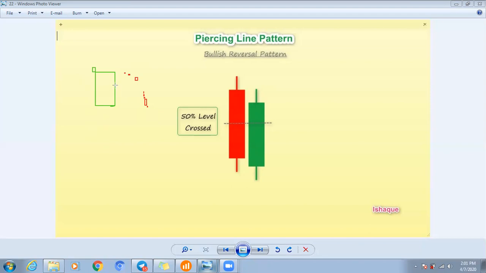So it's not necessary, if you find these two candlesticks, it depends upon their bodies. If the first candlestick is similar and the second candlestick just crosses the 50% of this candlestick, you can follow. If it is above the 50%, no.